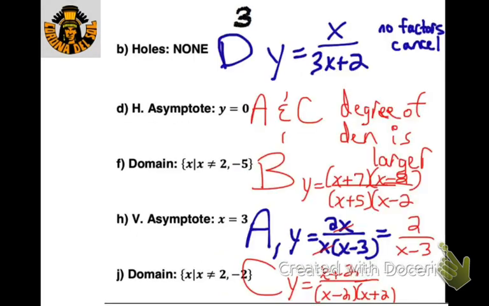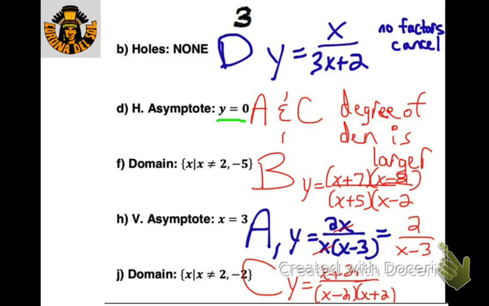The next 5, the one that doesn't have any holes is function d, because there aren't any factors that cancel out, nothing that's canceling from the top and the bottom. The one that has a horizontal asymptote that's y equals 0 is actually two different functions, a and c. And that happens whenever the degree of the denominator is larger than the degree of the numerator.